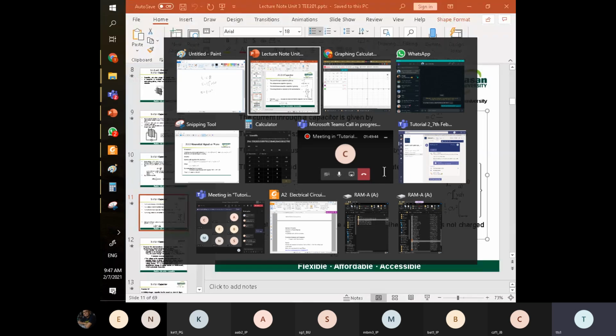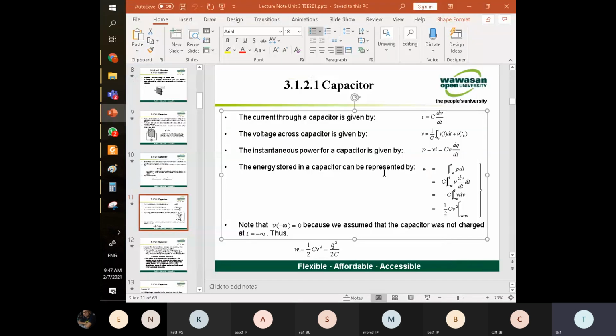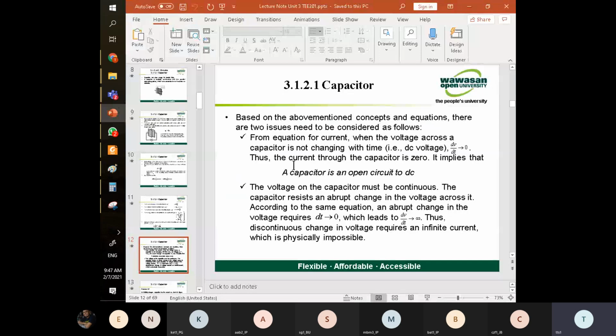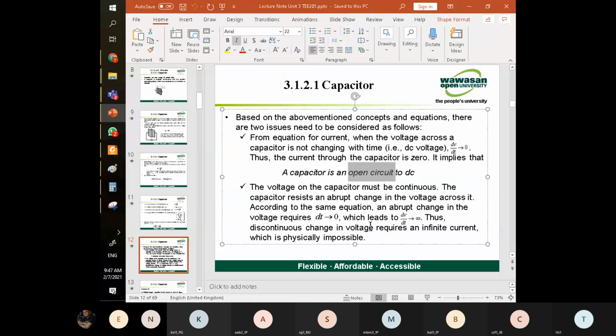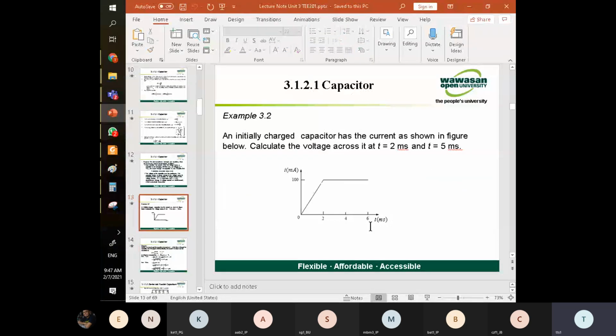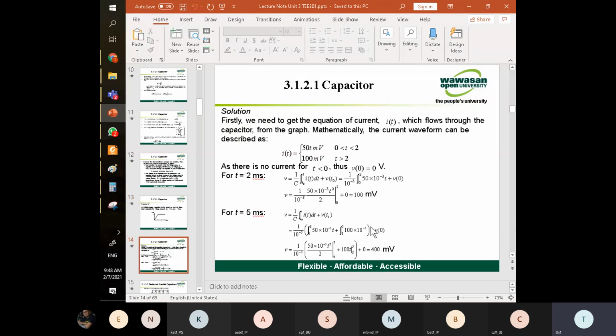So in a DC circuit, a capacitor can be treated as just an open circuit. But when it comes to AC, as I said earlier, the capacitor will become like some kind of resistance here. Here we got one example.